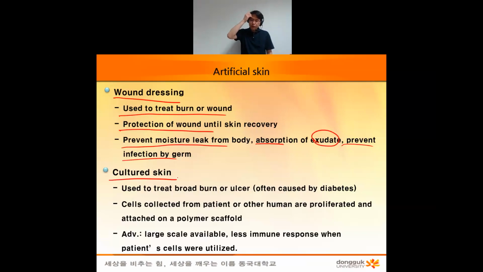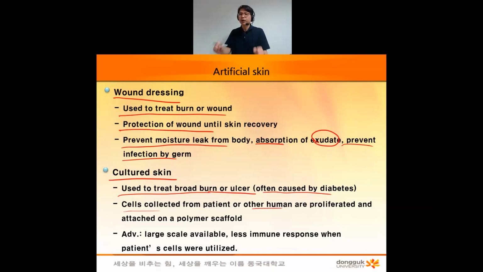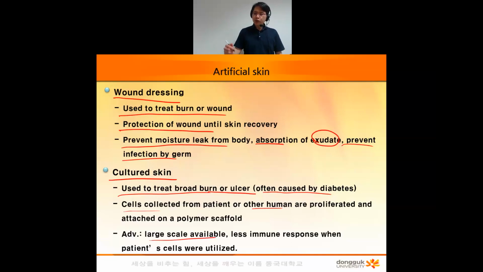And then let's go to the cultured skin. It is used to treat broad burn or ulcer, somewhat more serious cases than wound dressing. And the ulcer is often caused by diabetes nowadays. Cells collected from patients or other humans are proliferated and attached on a polymer scaffold. The advantage of a cultured skin is large scale is available and less immune response occurs when the patient's cells were utilized directly.